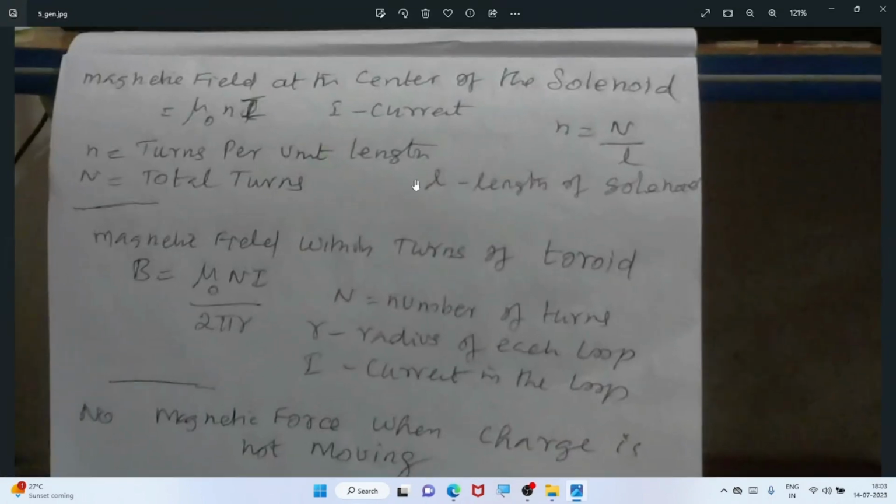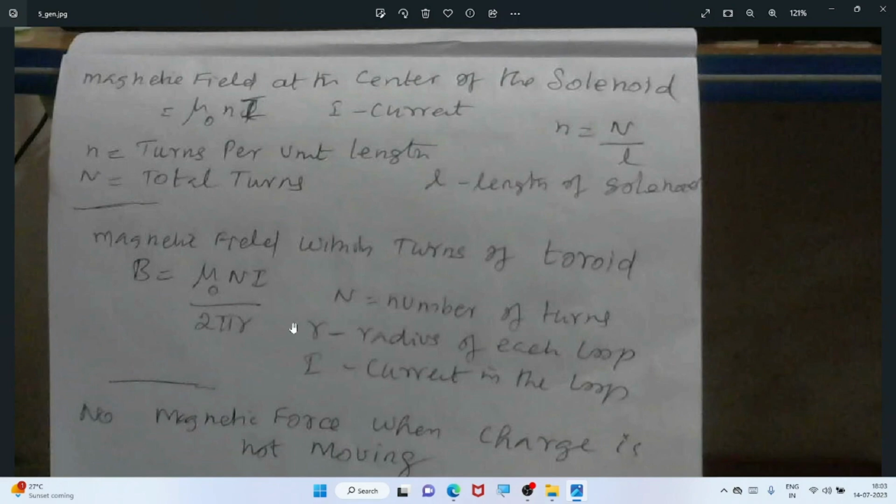So, magnetic field at the center of a solenoid. A solenoid is a number of coils, so we will see it in the book. It is mu naught n I. I is the current. Capital N is the total number of turns, and per unit length is the small n. The length of the solenoid.